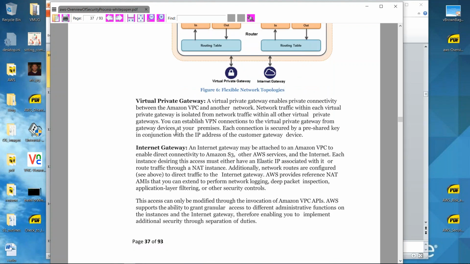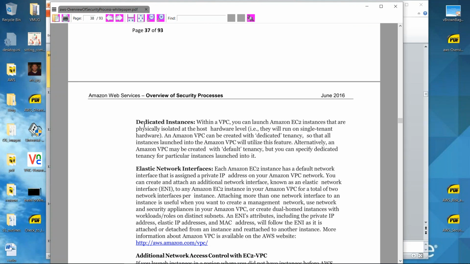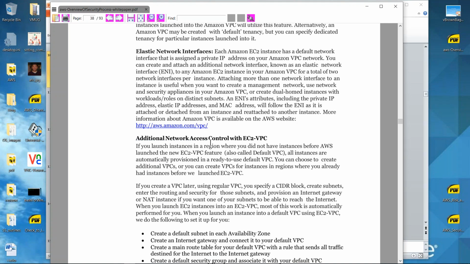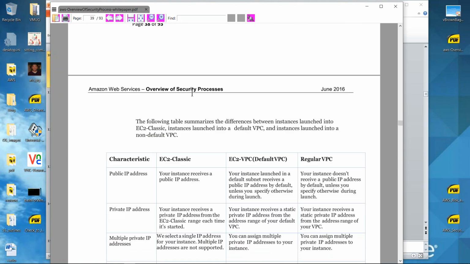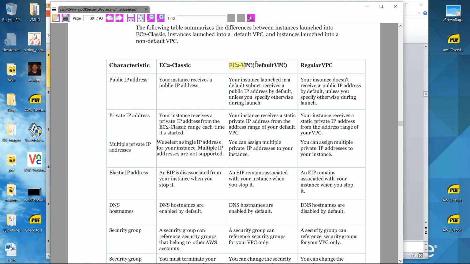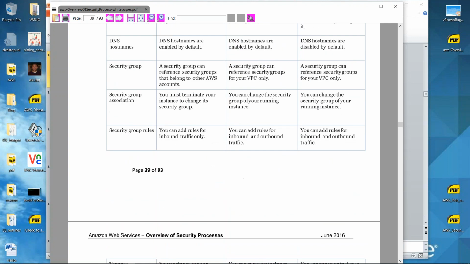Of course, you have the virtual private gateway and the internet gateways, so that you will be able to be shielded from the internet. Also, you can request dedicated instances, and you are provided with an elastic network interface. I think this provides high availability for the elastic network IP, because if one instance goes down and your workload is switched to another one, the elastic IP address interface will be able to switch, not quite immediately, but faster. So this is something they call EC2 Classic, the default VPC and the regular VPC. I think this table is also important that we know as we go into the exam.